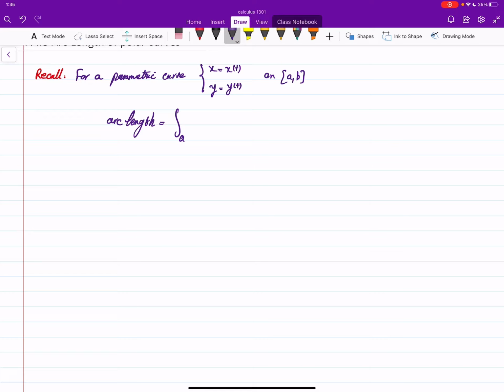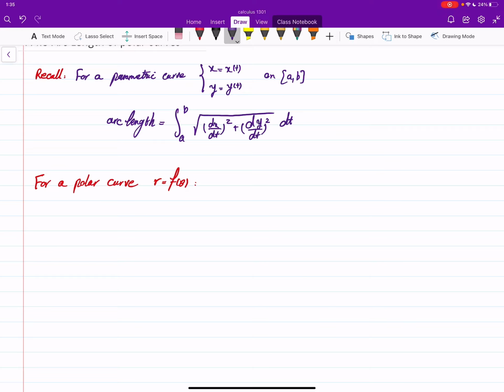So you integrate from A to B, square root of derivative of x with respect to t, derivative of y with respect to t, square those, add them, find square root, and dt. So now I want to use this formula when we have a polar curve. For a polar curve, so remember that we are considering the cases like this.